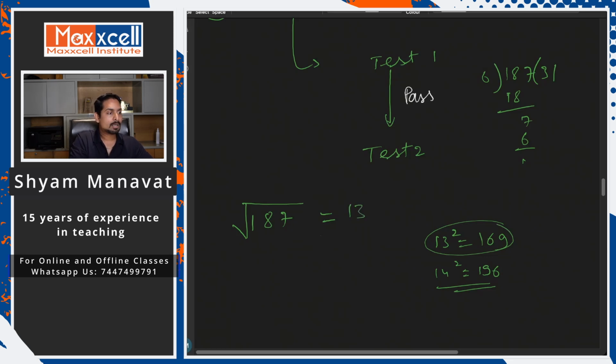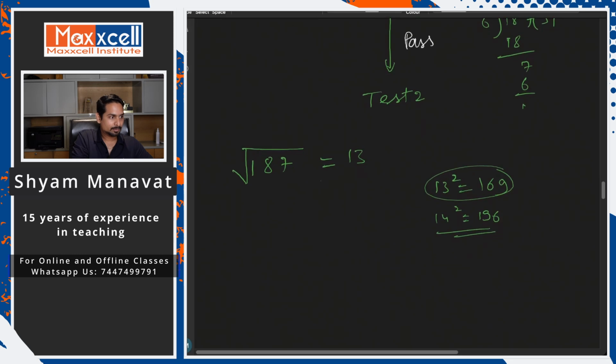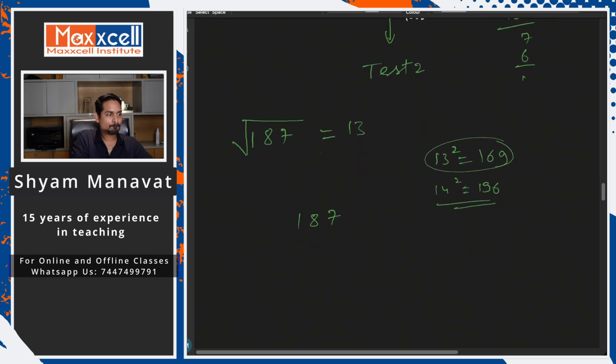Now I will check with all the prime numbers. I'll take this 187 and check with all the prime numbers which are less than or equal to 13 and try dividing 187 by them. For example, 2, 3, 5, 7, 11 and 13. These are the prime numbers. I should check only them. We don't have to go more than that. If it is not divisible by any one of them, then we can say test 2 is also passed.